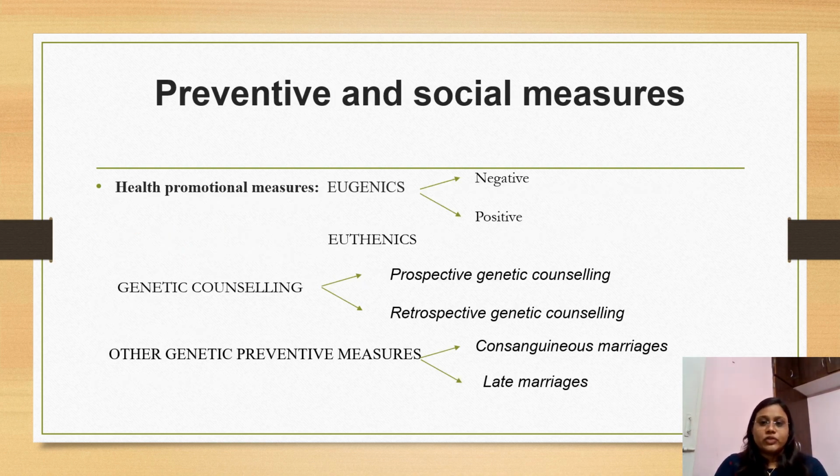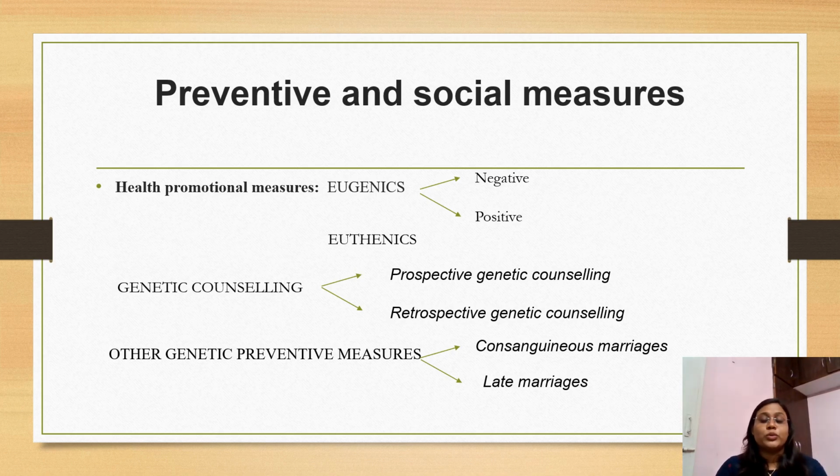Now coming on to preventive and social measures. Health promotive measures include eugenics. What do you mean by eugenics? There are two types of eugenics, negative and positive. Negative eugenics used to be practiced by Hitler: persons having a defective gene, genetic makeup or weak gene were not allowed to have children. In fact, they were killed in order to remove negative gene composition from a population. But this is not ethical, and this is not practicable either.